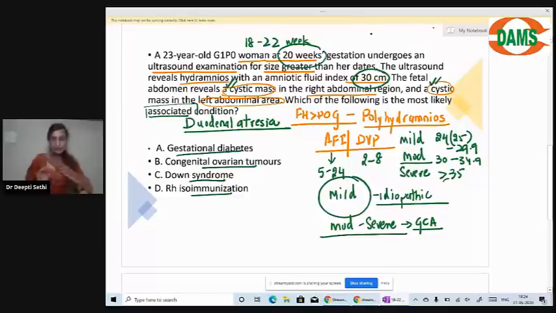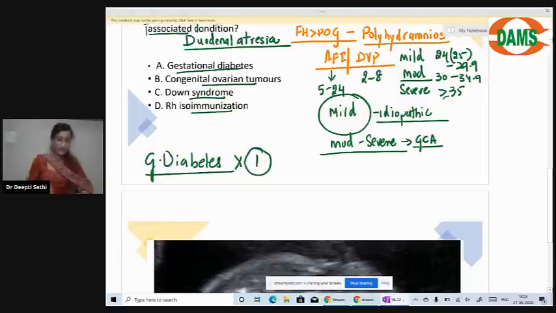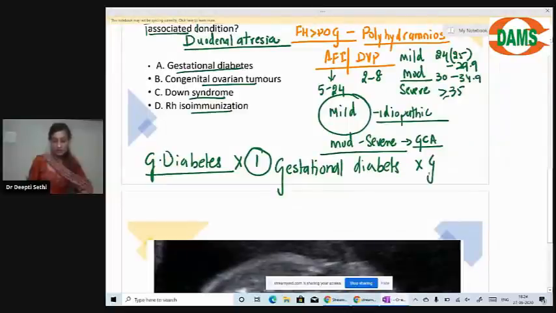Let's try and take each option one by one. The first option says gestational diabetes. So what are the points that go against a diagnosis of gestational diabetes? The first point which goes against the diagnosis is that gestational diabetes does not produce congenital anomalies or gross congenital anomalies. Gross congenital anomalies are rather a feature of pre-gestational diabetes.